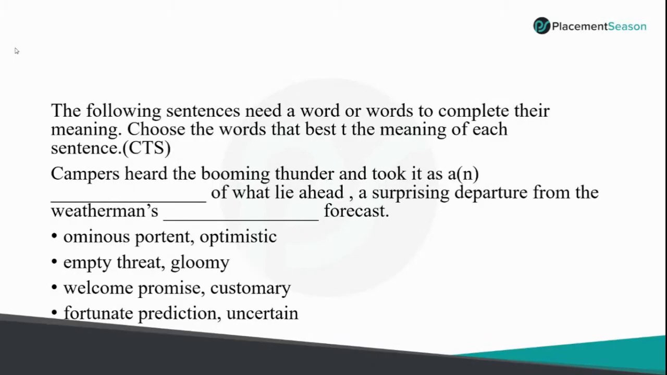Campers heard the booming thunder and took it as a dash of what lies ahead, a surprising departure from the weatherman's dash forecast. Reading it again for you. Campers heard the booming thunder and took it as a dash of what lies ahead, a surprising departure from the weatherman's dash forecast. So what are the options? Omen, optimistic. Empty threat, gloomy. Welcome promise, customary. Fortunate prediction, uncertain.